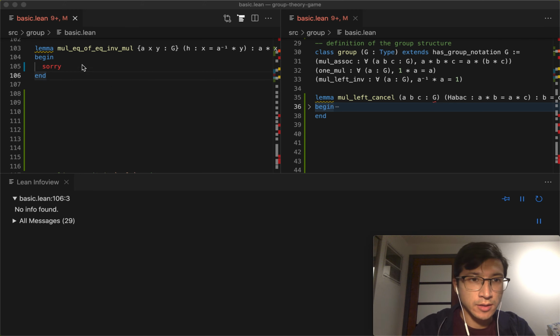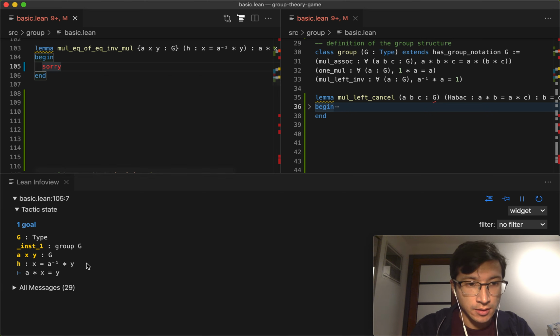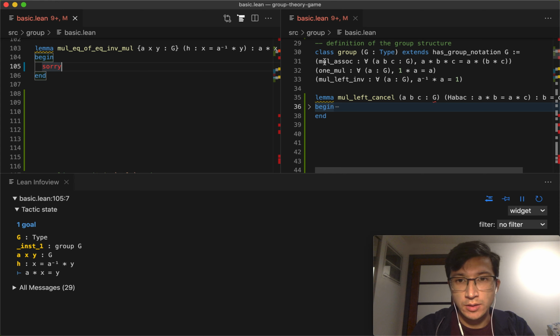We'll start by looking at mol_eq_of_eq_inv_mol. Let's start by looking at the current state. What we see is that our goal is a times x equals y, and we have as assumption x equals inverse of a times y. Here are the axioms that we can use.